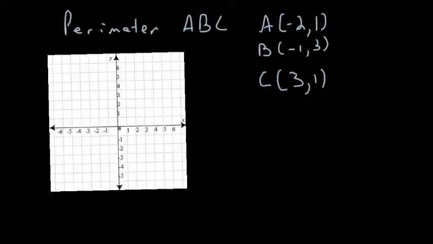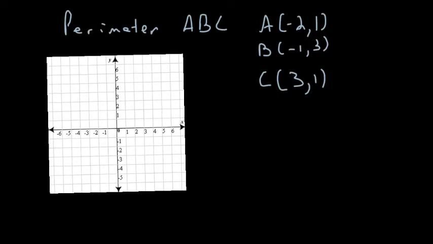Alright, next we need to find the perimeter of ABC. A is at negative 2, 1, B is at negative 1, 3, C is at 3, 1. And I brought in the coordinate plane just so you can see it on there. So negative 2, 1 is 1 point. Negative 1, 3. And then 3, 1. So you can see this isn't a right triangle. But we can find one of the distances, the distance from A to C. Pretty easy. So negative 2 to 3, that's just 1, 2, 3, 4, 5 units.